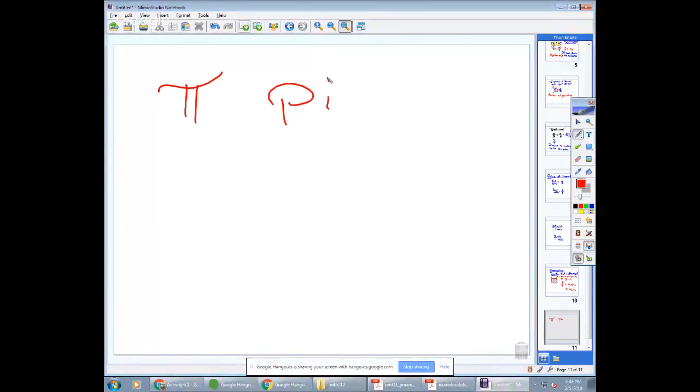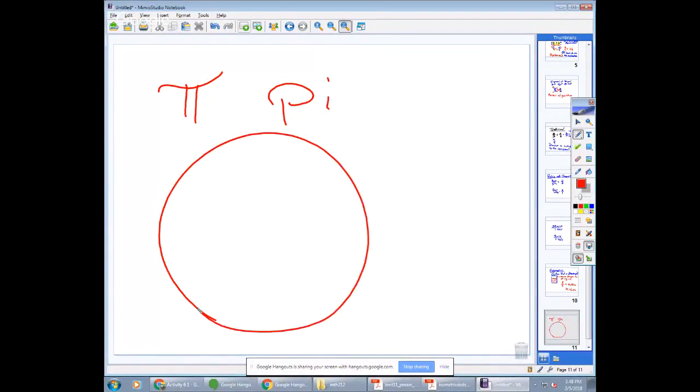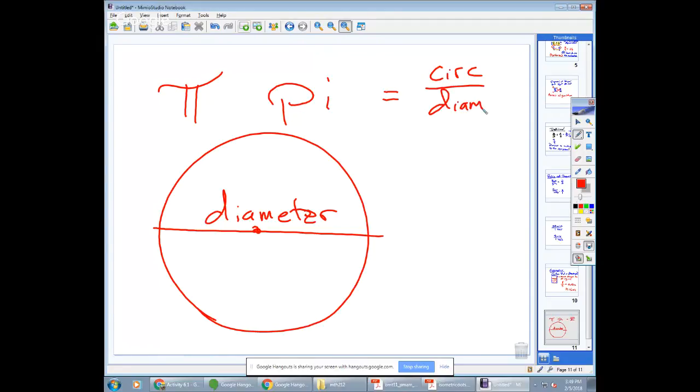Pi, what does pi have to do with? Circles, right? If you know the center of the circle and there's a line passing through the center, what do we call that line? The diameter. If you take any circle and you can perfectly measure its diameter and its circumference, pi is the ratio of the circumference to the diameter on any circle.